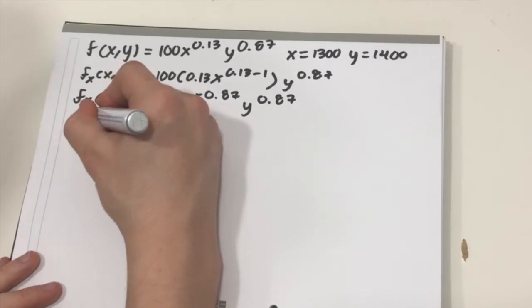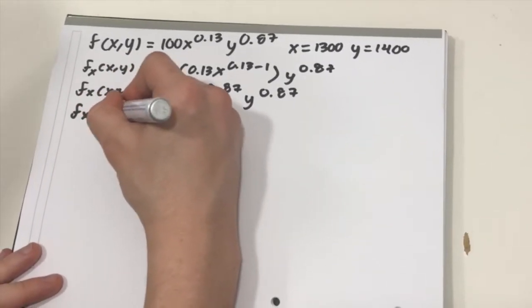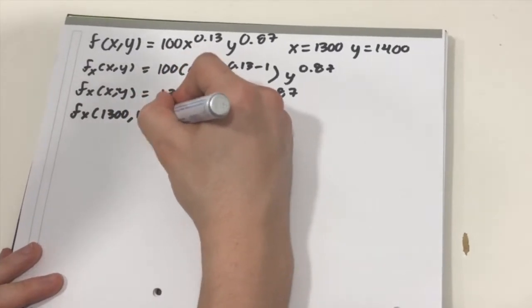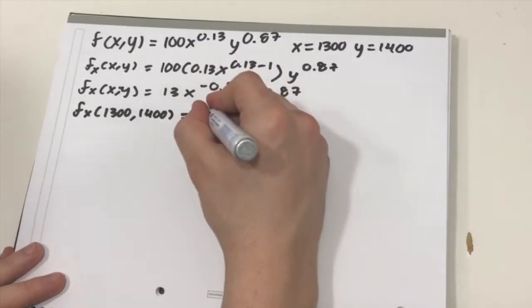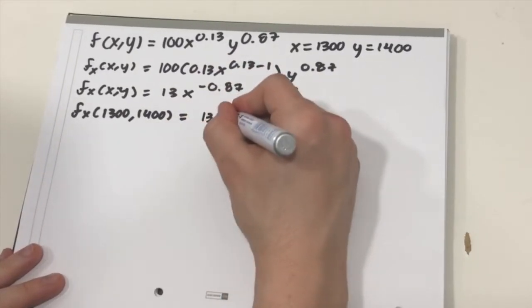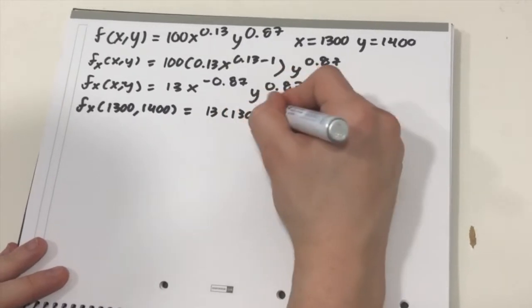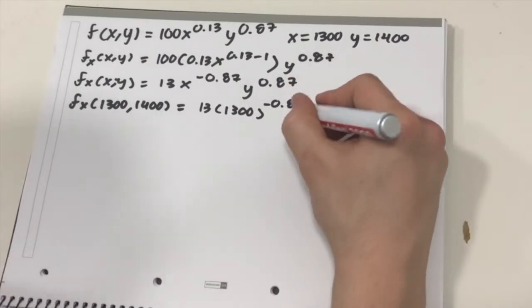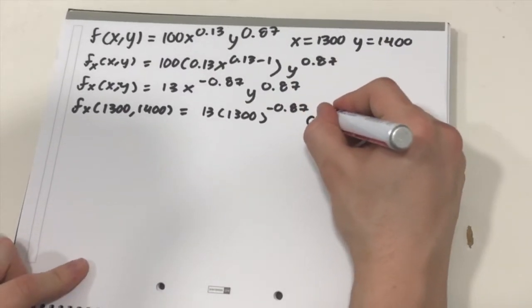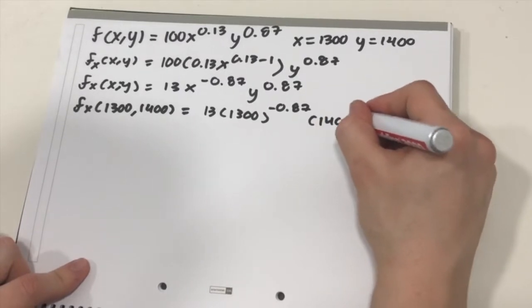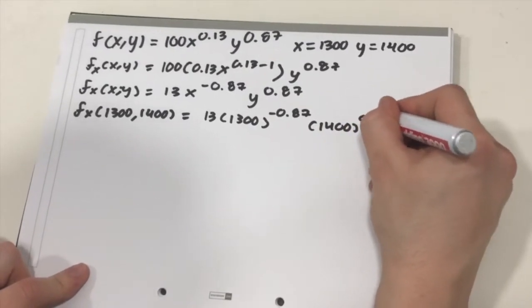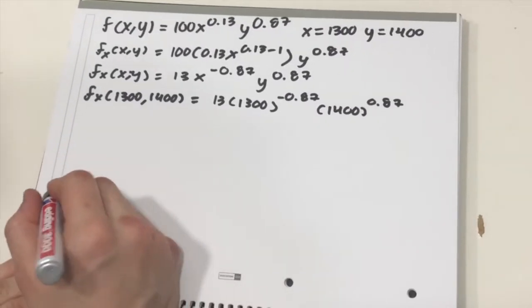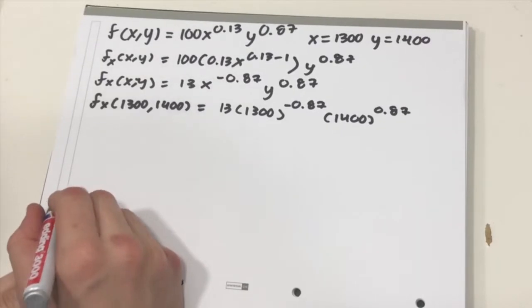Now what we need to do is grab the values given to us by the exercise, substitute them in the partial derivative, and get the result, which will be the marginal productivity. So 13 times 1300 to the power of minus 0.87 times 1400 to the power of 0.87. Once we have substituted everything into the function, we solve this and then we will get a value which will be the marginal productivity of the refrigerators, which is f of x.